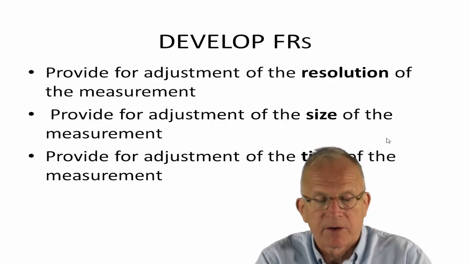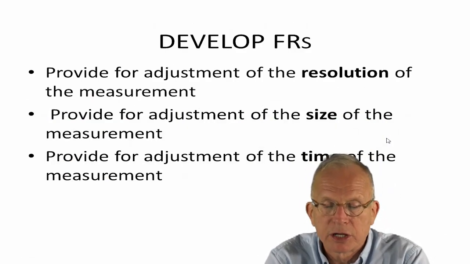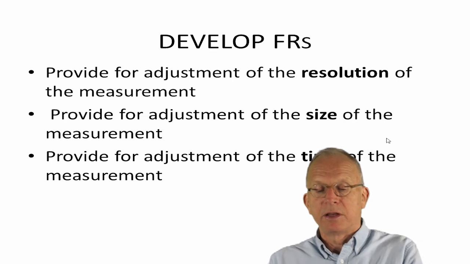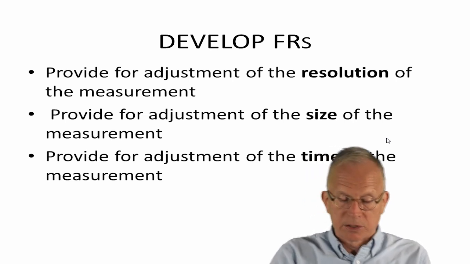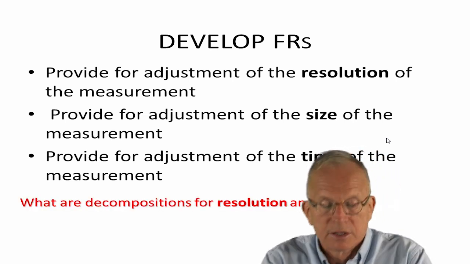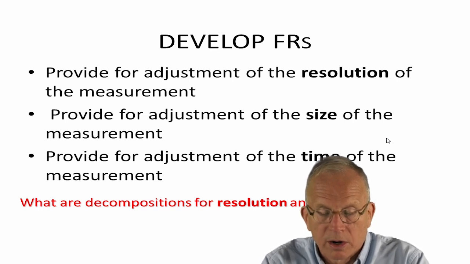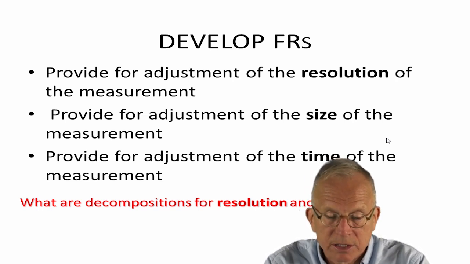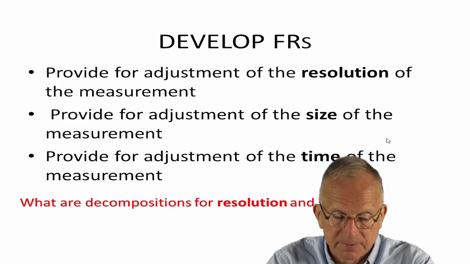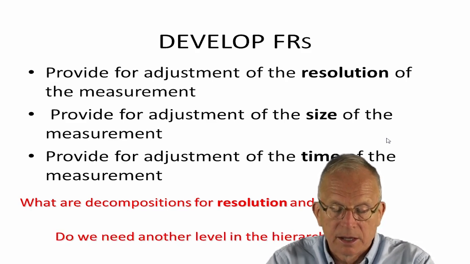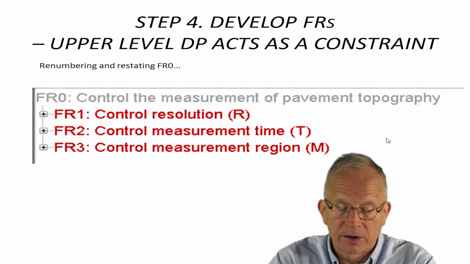All right, develop the FRs. So we need to provide for the adjustment of the resolution of the measurement, and provide for the adjustment of the size of the measurement, and provide for the adjustment of the time of the measurement. So what are the decompositions for resolution and size? And do we need another level in the hierarchy?